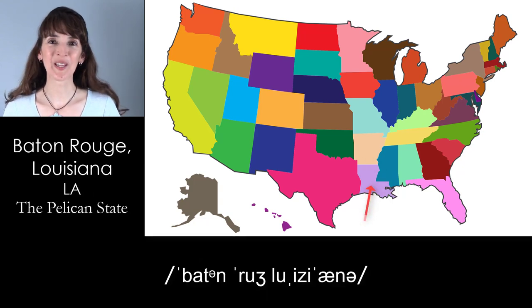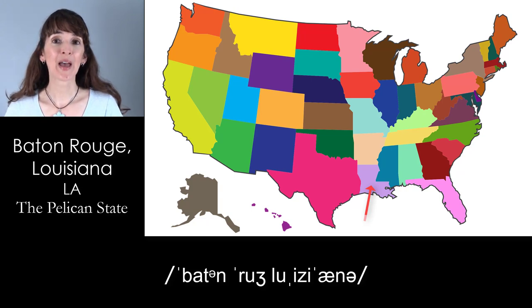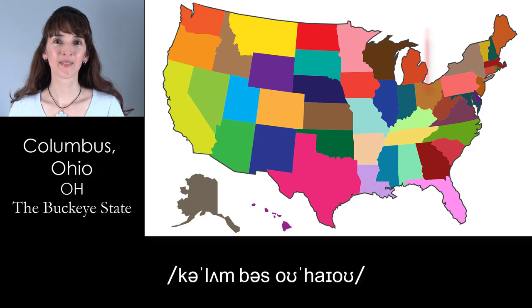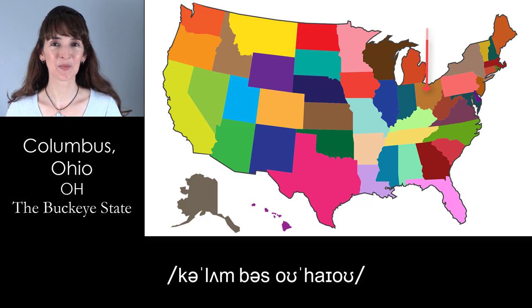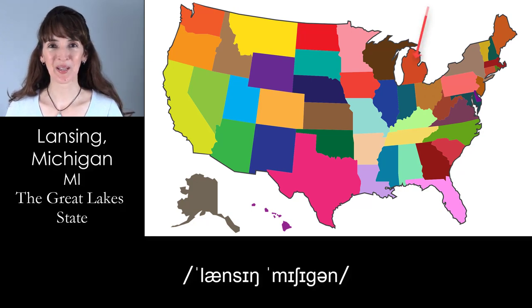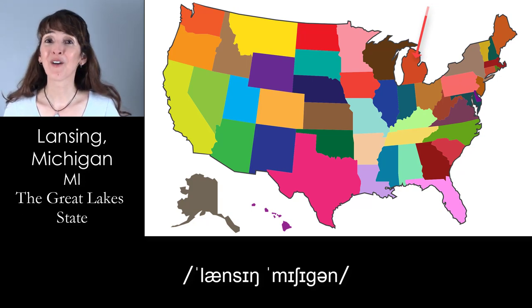Baton Rouge, Louisiana, the Pelican State. Notice how I use a glottal stop, Baton, like Trenton, New Jersey, Baton Rouge, Louisiana. Columbus, Ohio, the Buckeye State. Lansing, Michigan, the Great Lakes State. You know that we have five Great Lakes, right? Lake Michigan is one of them.